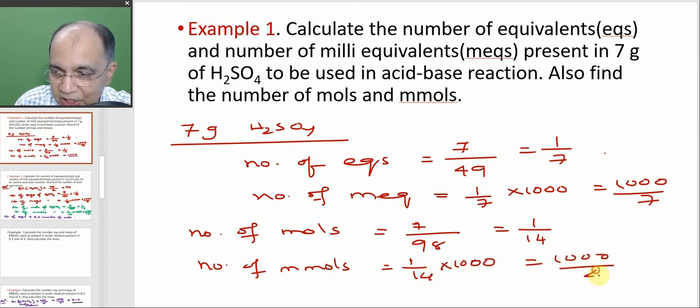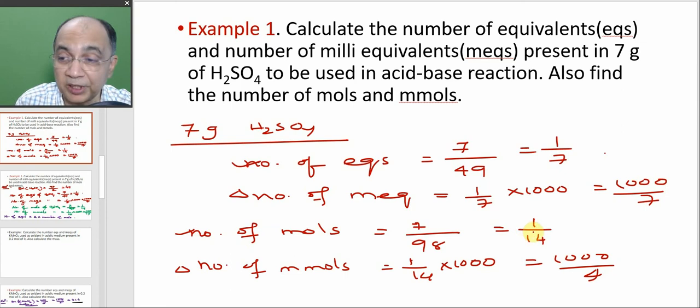1000 by 14. So whether it is compared between equivalents and moles or between milliequivalents and millimoles, the n factor is multiplied with the number of moles to get the number of equivalents. Now see, the number of equivalents is 1 by 7.